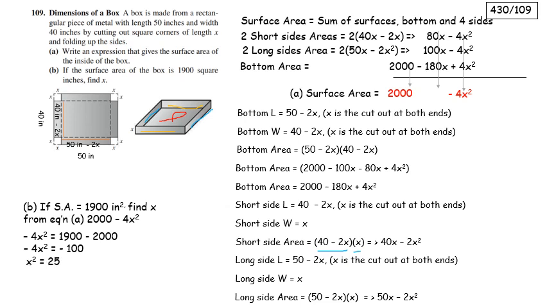When we divide negative 4 to both sides, we'll get x squared is equal to 25. When we take the square root, our solution should be plus or minus 5. But since it's dimensions and we know negative can't be part of our answer, we'll just take x equals 5 inches as the solution to problem B.